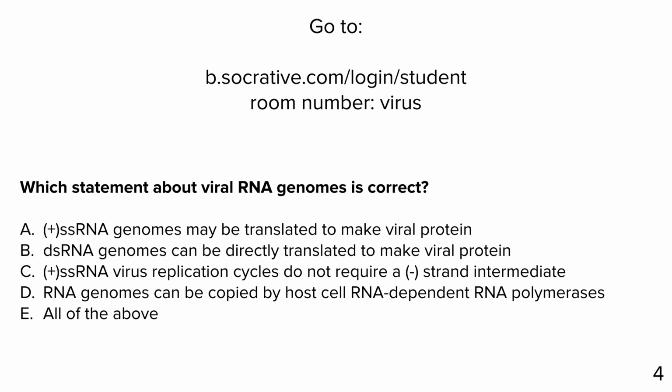A: Plus single-stranded RNA genomes may be translated to make protein. B: Double-stranded RNA genomes can be directly translated to make protein. C: Plus single-stranded RNA virus replication cycles do not require a minus strand intermediate. D: RNA genomes can be copied by host cell RNA-dependent RNA polymerases. E: All of the above.